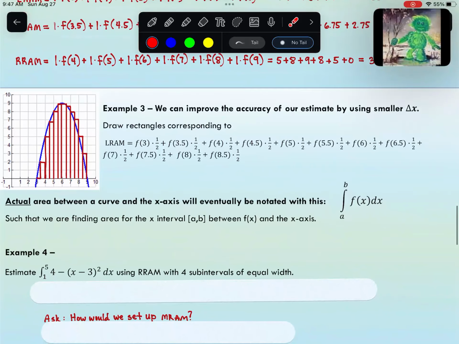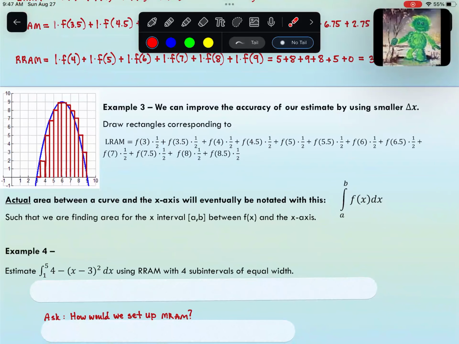Now, eventually, we will be interested in determining the actual area between our curves and the x-axis. We're not quite there yet, but I want to introduce you to the notation that gets used to find actual area. I believe it starts showing up in Delta Math. Okay, so here it is for the very first time.